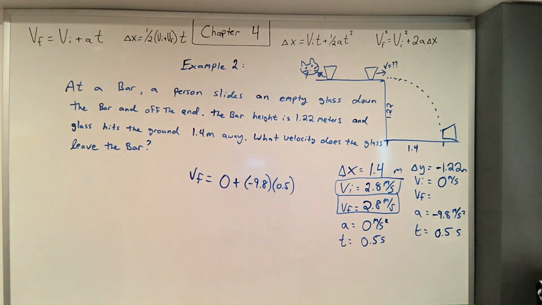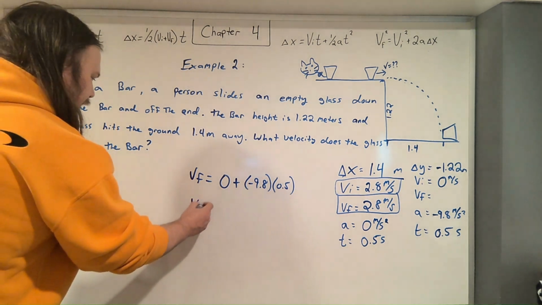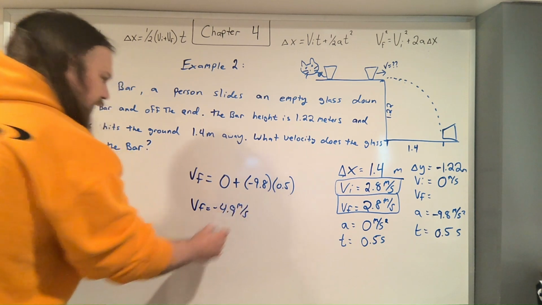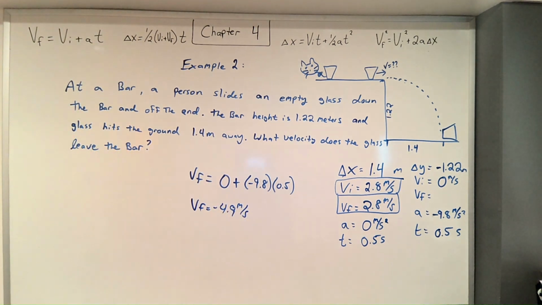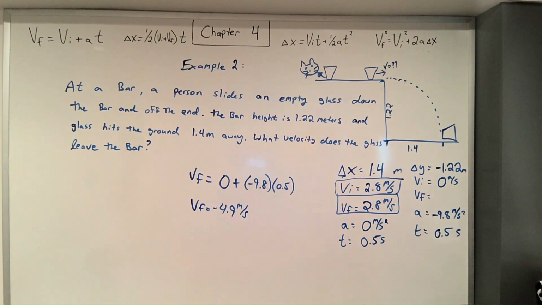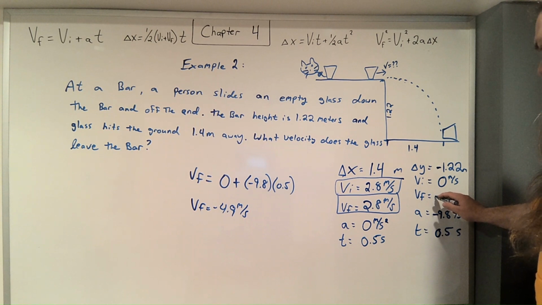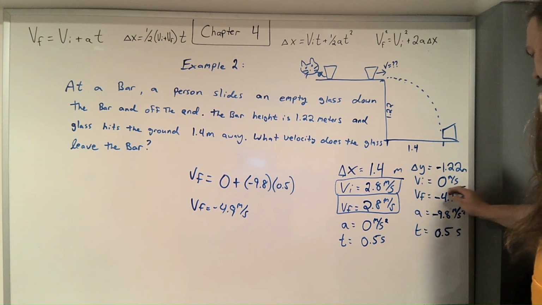All right. 0.5 of negative 9.8. What does that give you? Should give you a negative 4.9. So our VF is equal to a negative 4.9 meters per second. Does that make sense? Well, you've got to think the glass is falling towards the ground, yeah, so we would have a negative 4.9 meters per second for our final velocity.